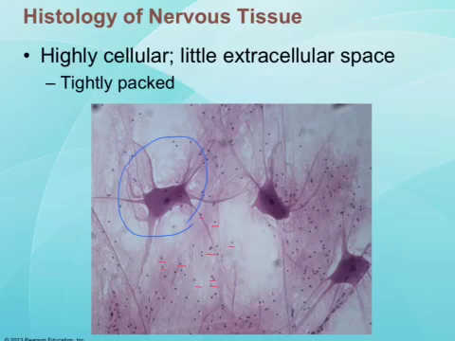The cell body takes the whole space. So there's not too much extracellular space. It's tightly packed together. So do not get confused when you see this picture here. The space is taken by the neuroglial cells.